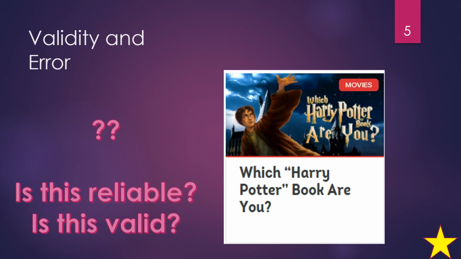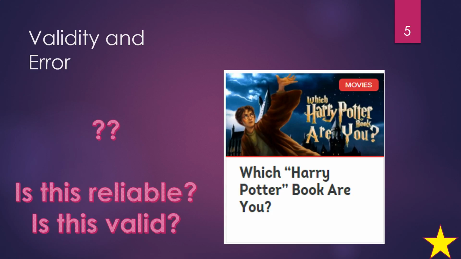And the thing is, you can take these tests and they can give you some sort of answer, but you want to think about, does that answer really mean anything? So the way that we can assess whether the answer means something is by thinking about its reliability and validity for the test. So let's say that we're thinking about, is this test reliable? If you take this which Harry Potter book are you quiz, and it has any sort of meaning to it, then the same person should get the same result over and over and over again. And that's reliability, that you can get the same result.